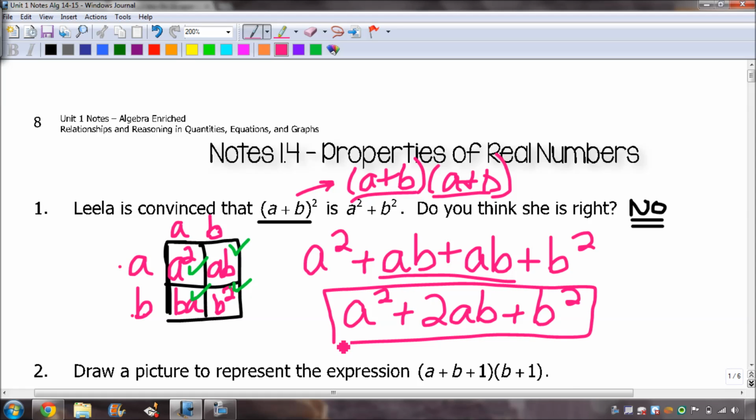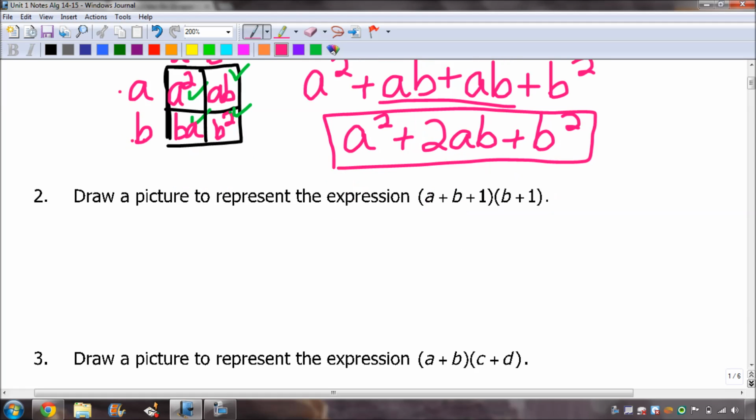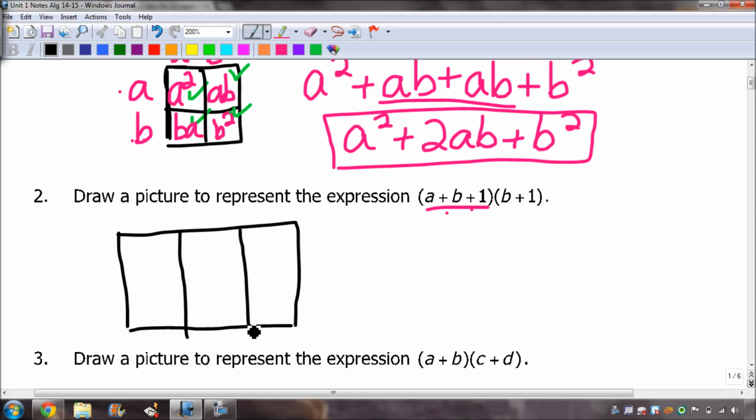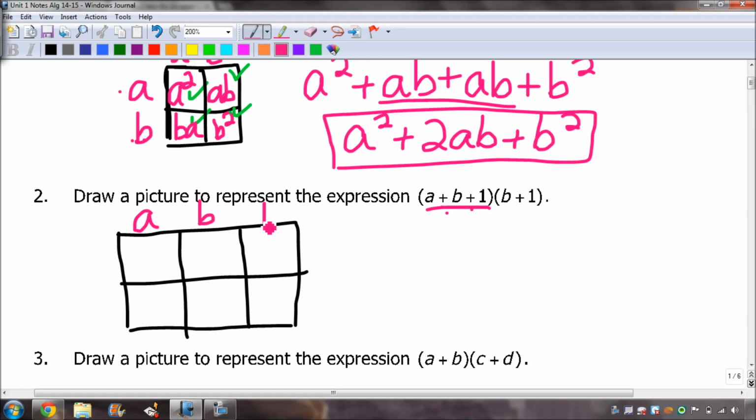All right, okay, so now let's look at question number 2. Number 2 is done the exact same way. Draw a picture to represent this expression, except this time it's 3 by 2. So when I draw my picture, I'm going to have 3 in one spot and 2 on another side. Now you can draw it this way, or you could draw it this way. It doesn't matter which way you do it, totally your choice. So I'm going to just go with the first one that I did, and I'm going to label all my information. So I know right here that one side is a plus b plus 1. So I'm going to have an a here, a b here, and a 1 here. And then I know that this side right here is b plus 1.